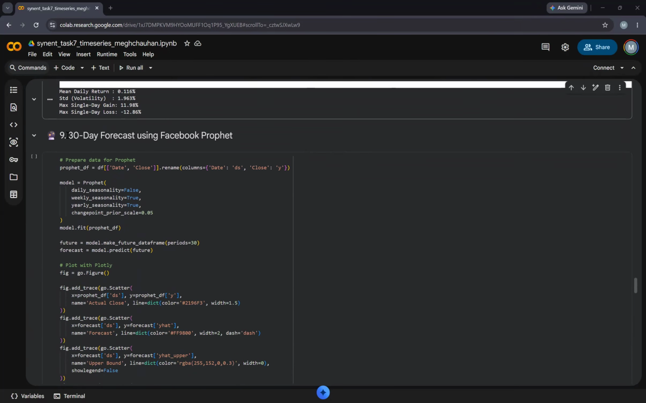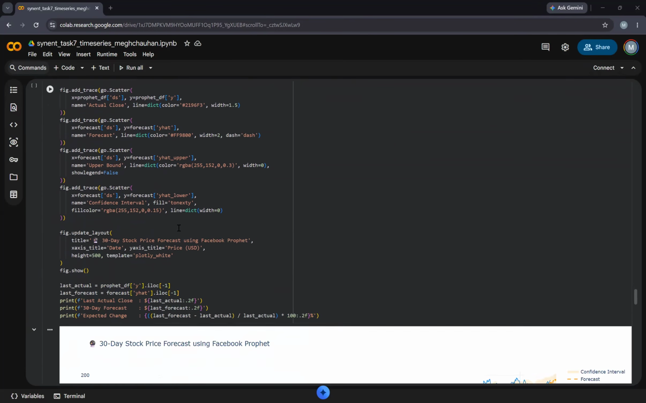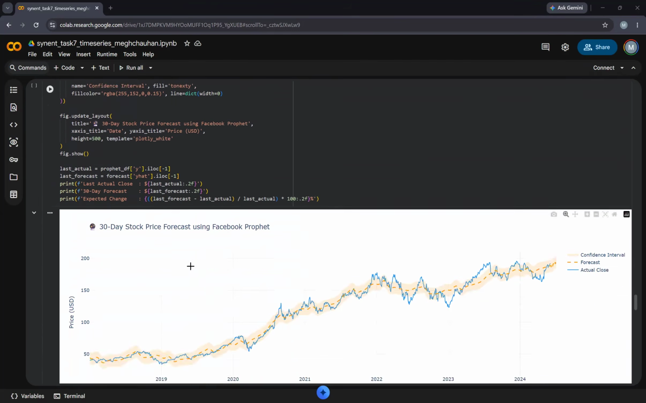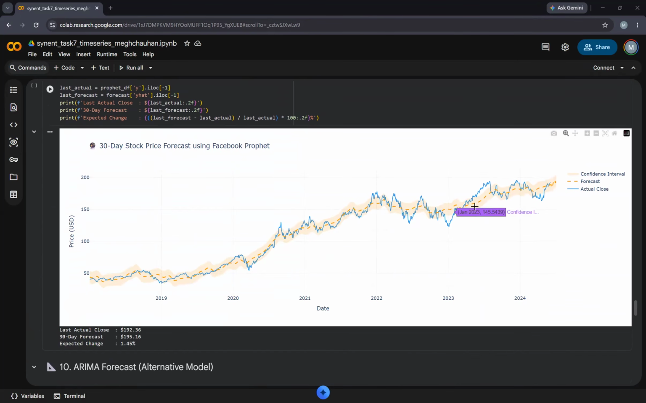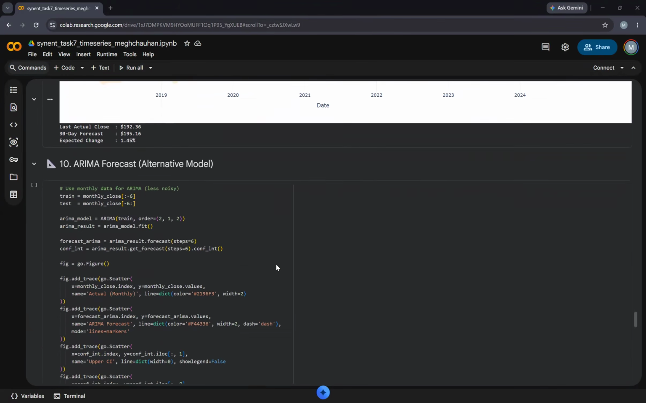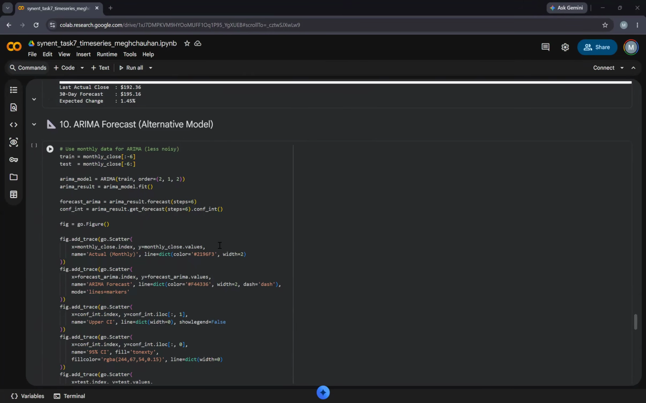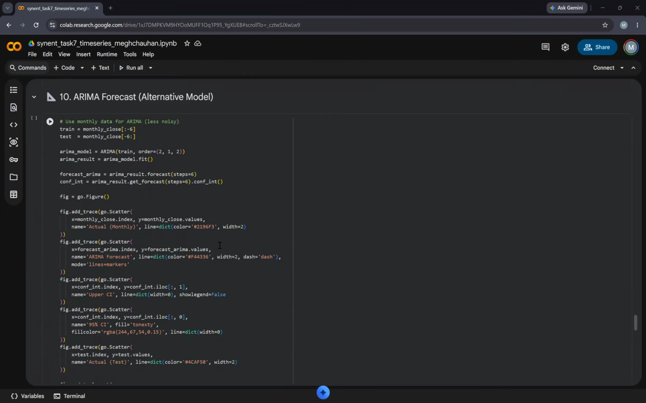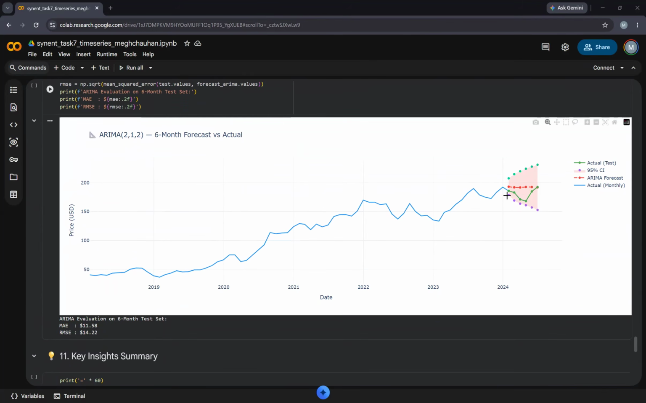Then we use Prophet to perform a 30-day forecast as well. We use Plotly to plot the graph. Here is the graph, the forecast and the actual close, what happened. ARIMA forecast is an alternative model that we have used over here. As you can see, this is the ARIMA forecast, this is the actual test, and this is the actual monthly that currently goes on.